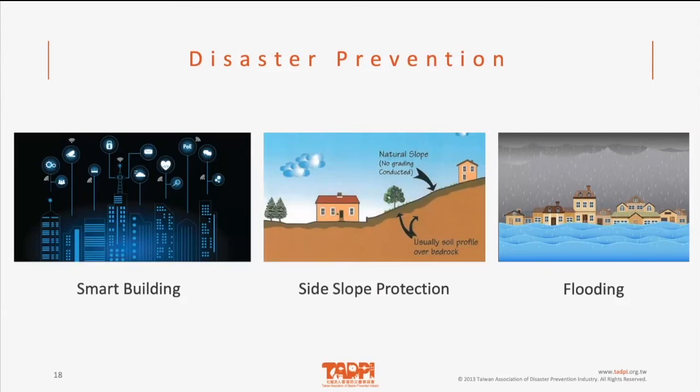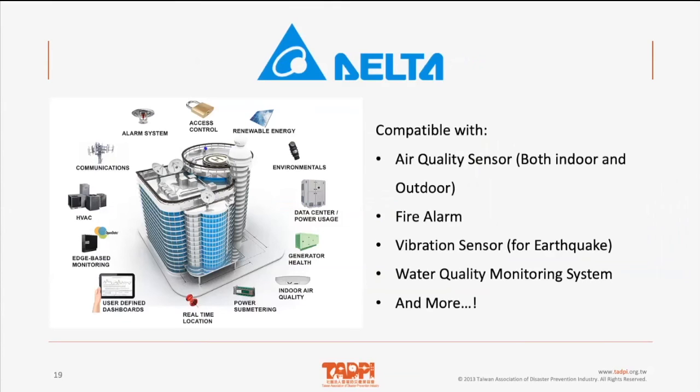So the first solution in this section is smart building, and the second and the third one are for side slope protection, and the last one is road and river flooding detection. And in the last section, allow me to introduce you to building safety and disaster prevention. Please, next slide. It is the smart building total solution from Delta.